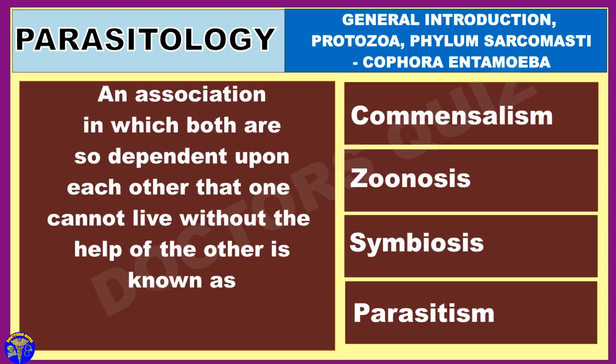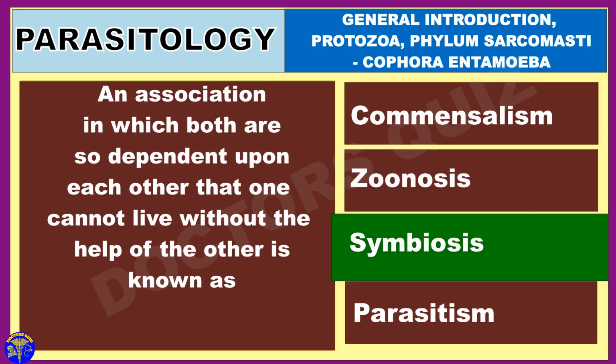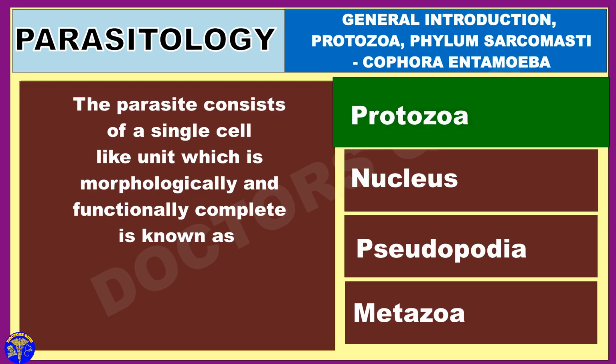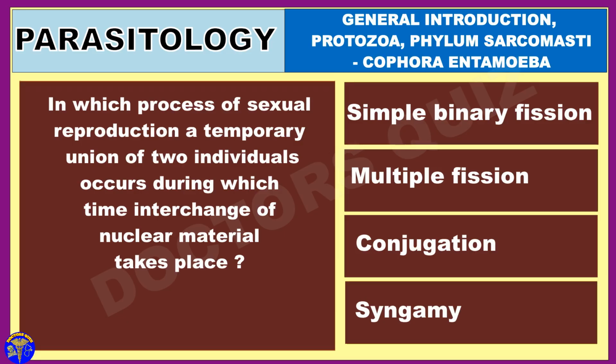An association in which both are so dependent upon each other that one cannot live without the help of the other is known as symbiosis. The parasite consists of a single cell-like unit which is morphologically and functionally complete is known as protozoa. In which process of sexual reproduction, a temporary union of 2 individuals occurs, during which time interchange of nuclear material takes place? Conjugation.